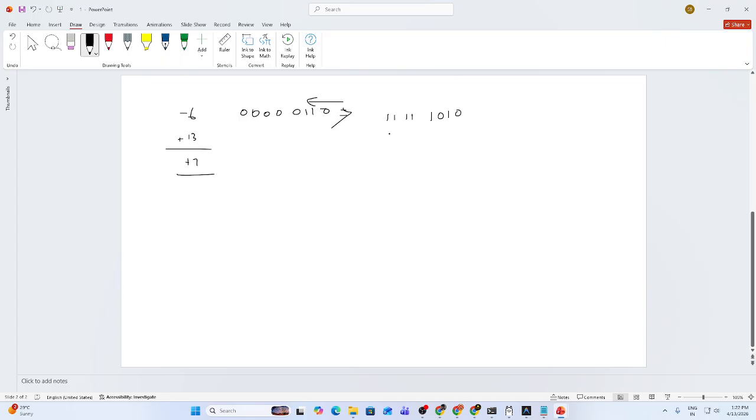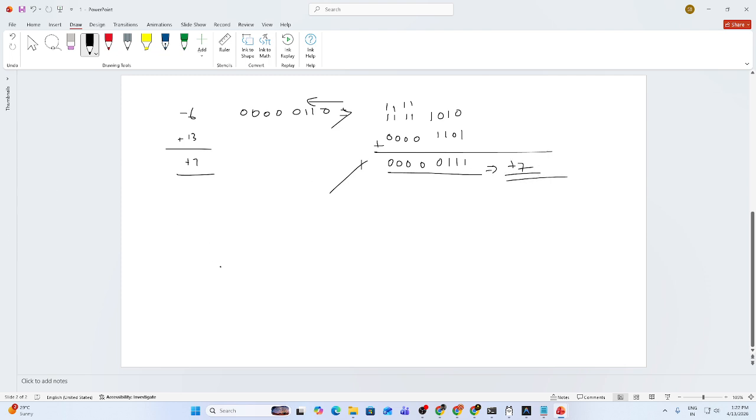Similarly, you know plus 13 is 0000 1101. Then you add these. If you get any end carry, just ignore it. That's it. The result is 0000 0111, which is the representation of plus 7.